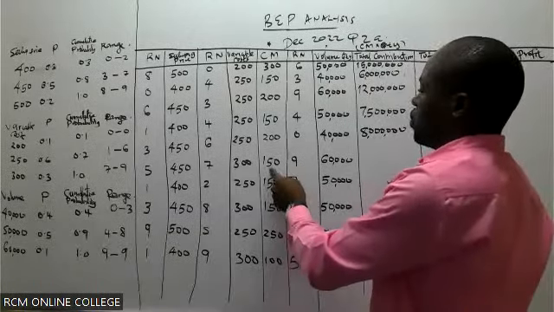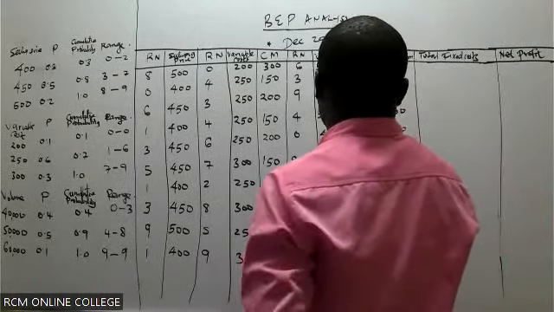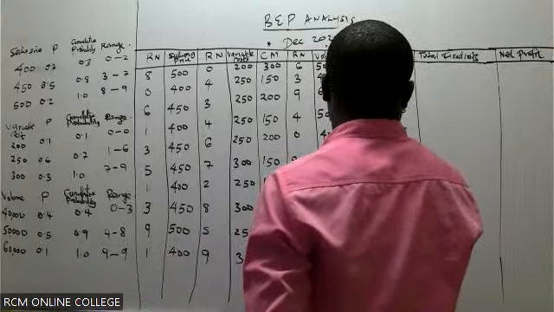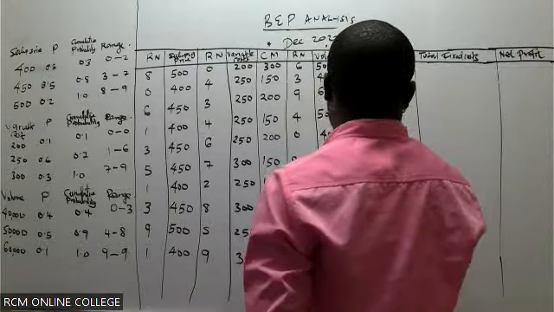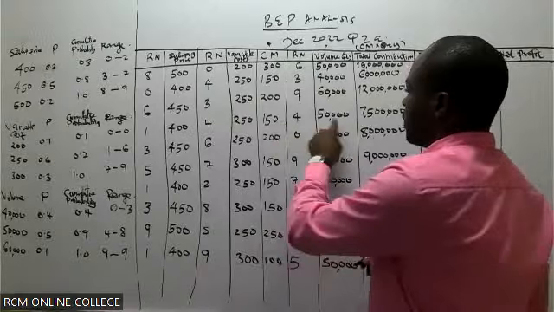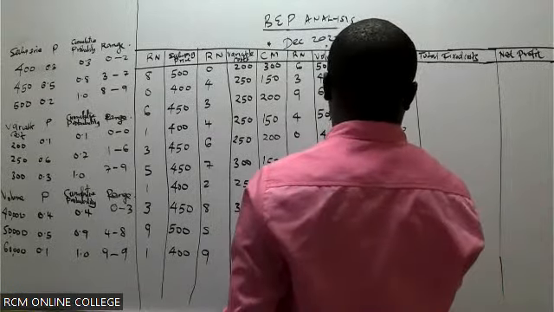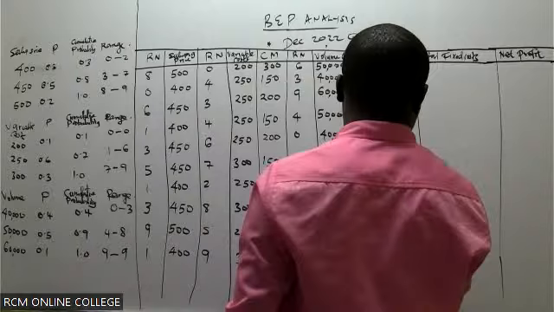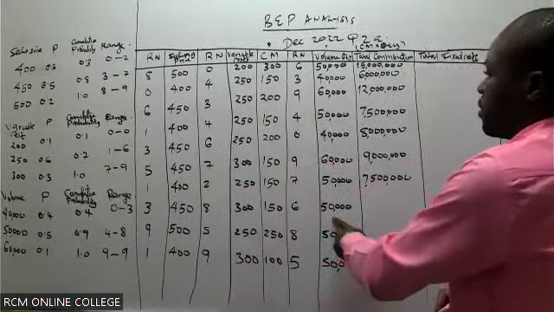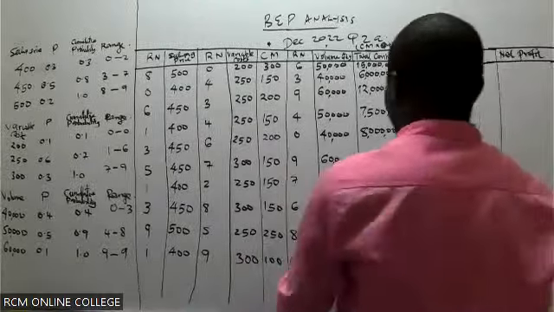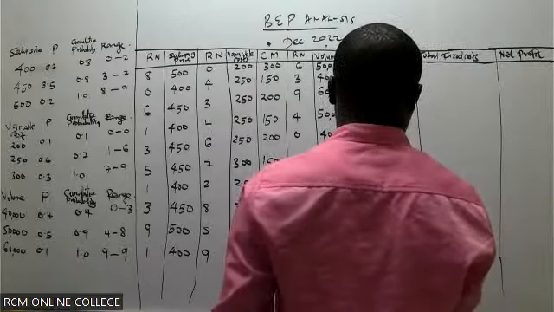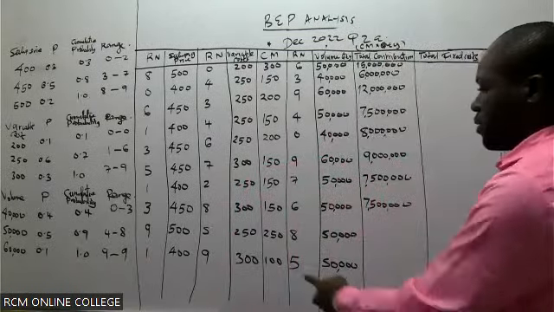Hapa ni ngapi? Oh, 150. 150 by 50. 50 by 50, I can see the same thing here. 150 by 50, the same thing up here. 50 by 50, the same thing.